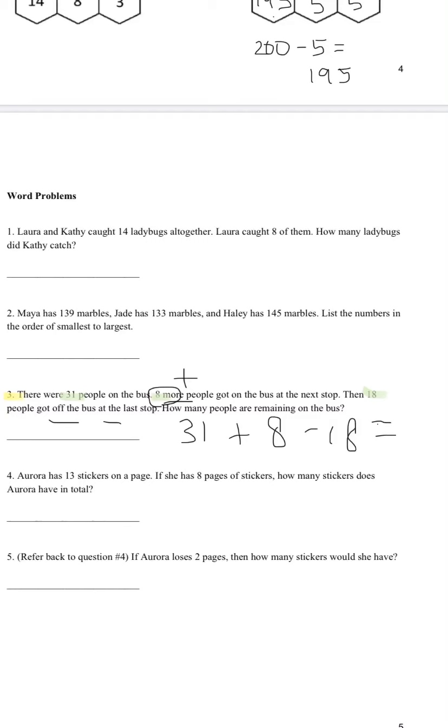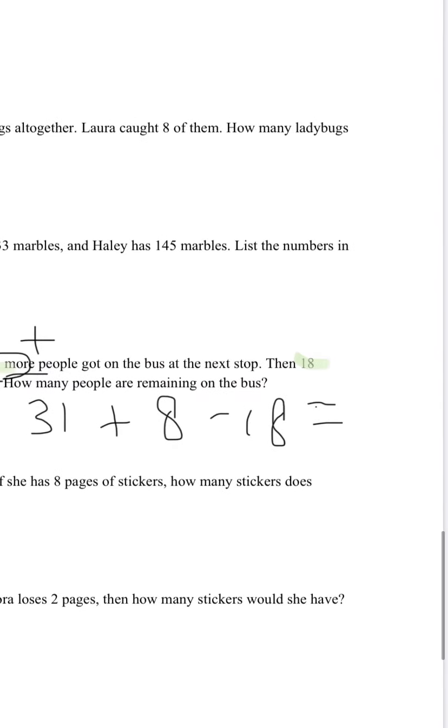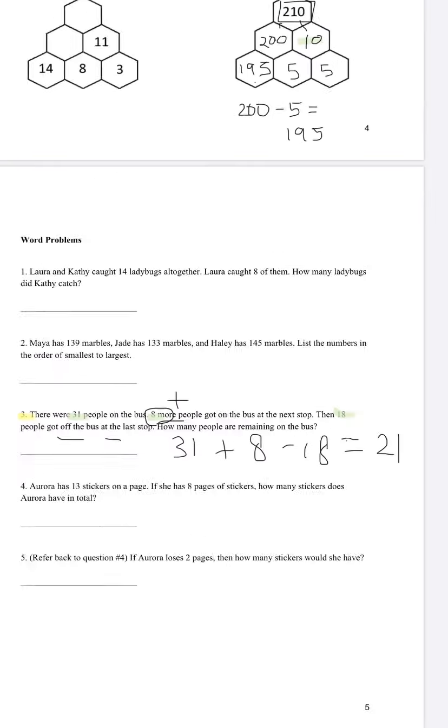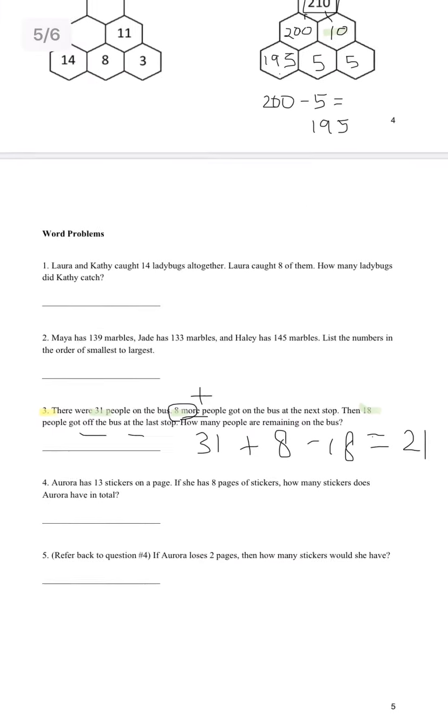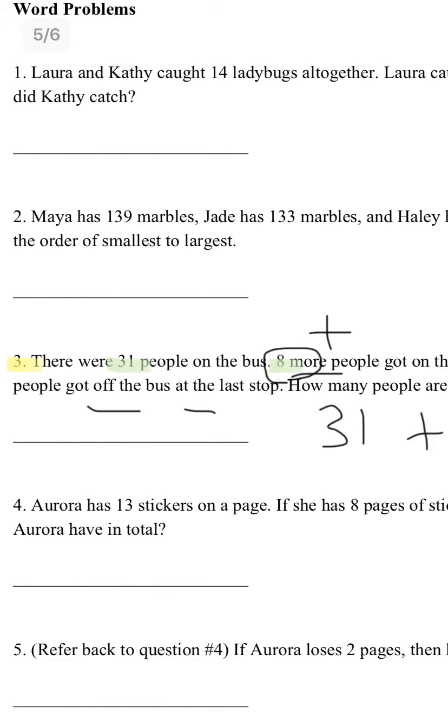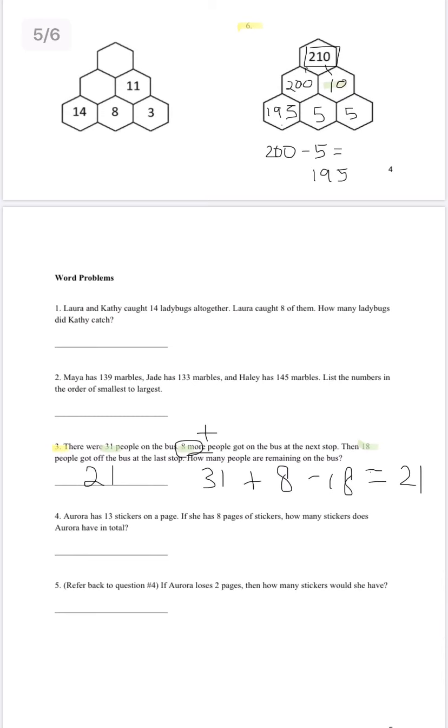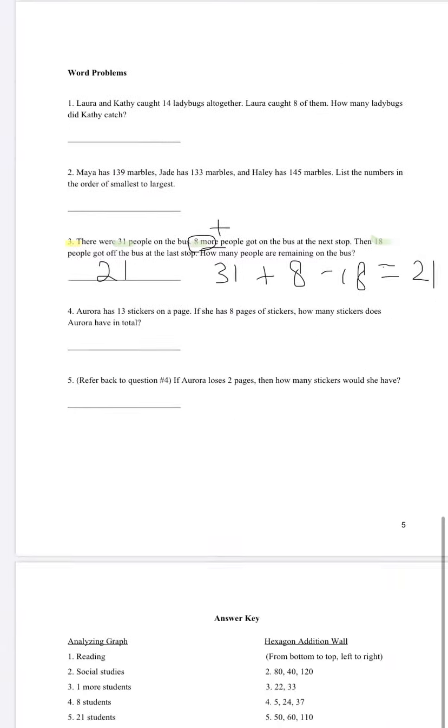So then we just do 31 plus 8, which is 39, right? Minus 18, which is 21. Okay. So we have 21 people remaining on the bus. Go ahead and finish the remaining questions for word problems. And then here is the answer.